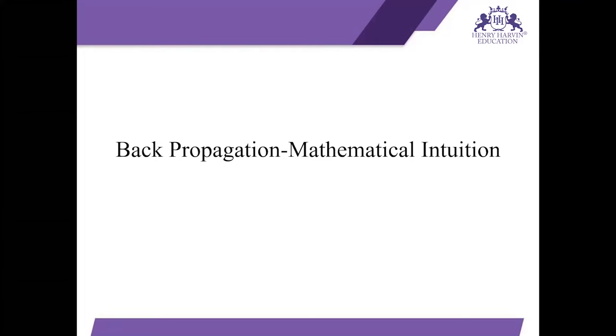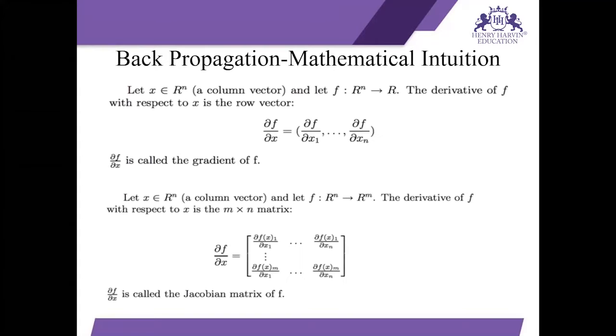So more formally, let x be an n-dimensional real valued vector. So let x belong to R^n, a column vector, and let f: R^n → R. So it takes in a vector of n dimensions and it gives out a vector of one dimension, which is a scalar. Now the derivative of this function with respect to x is a row vector, which is ∂f/∂x, which is also equal to ∂f/∂x1, ∂f/∂x2 up to ∂f/∂xn.